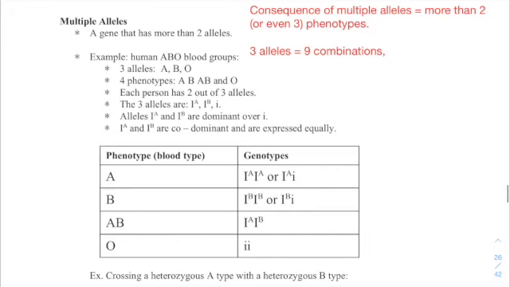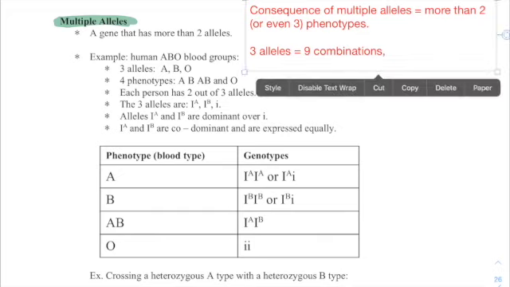All right, so the ABO blood system comes from a system of more than two alleles. It comes from a system of three alleles. And so this is the multiple alleles pattern, where you have more than the normal three genotypes.